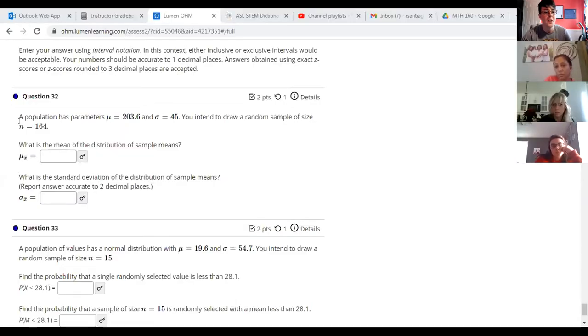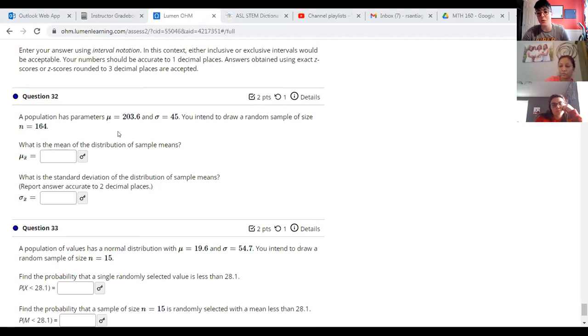And we are looking at problem number 32. A population has parameters mu is equal to 203.6 and sigma is equal to 45. You intend to draw a random sample of size n is equal to 164. So we're essentially looking at the central limit theorem. We're looking at our unit 6 notes towards the end, right? Stephanie, what were you told about the mean of a population and the mean of the sampling distribution of sample means? Like what information do you know about those 2 things?